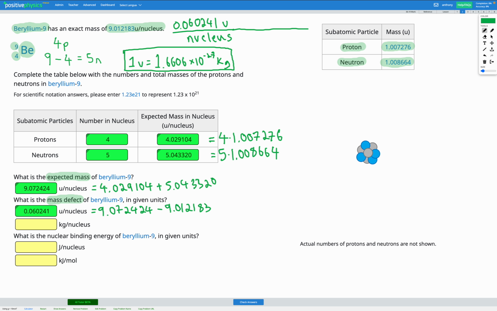So I can set up my conversion table. Right now I have U on top, but I want to change from U per nucleus to kilograms per nucleus. So I'm going to put U on the bottom so that it will cancel out, and kilograms on the top because that's what I want to end up with. From my conversion factor, 1 U is equal to 1.6606 times 10 to the negative 27 kilograms. So I can cancel out the U on the bottom and the top. That leaves me with 0.060241 multiplied by 1.6606 times 10 to the power of negative 27, divided by 1. Putting that all on my calculator, I get an answer of 1.00 times 10 to the power of negative 28 kilograms per nucleus.